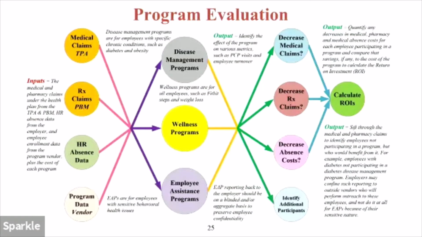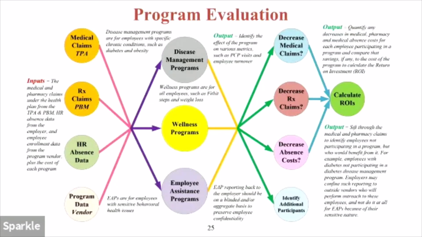So going over here to the left, here are the inputs into our algorithm solution. It's going to be the medical and pharmacy claims under your health plans, the absence records from your HR department, and then the vendor data. Who's participating in the program and how much does it cost? We run that through the algorithms, and then the output is how much did the medical and pharmacy claims of the employees participating in that program go down? How much did the absence cost of the employees participating in the program go down? That's your return from the program.